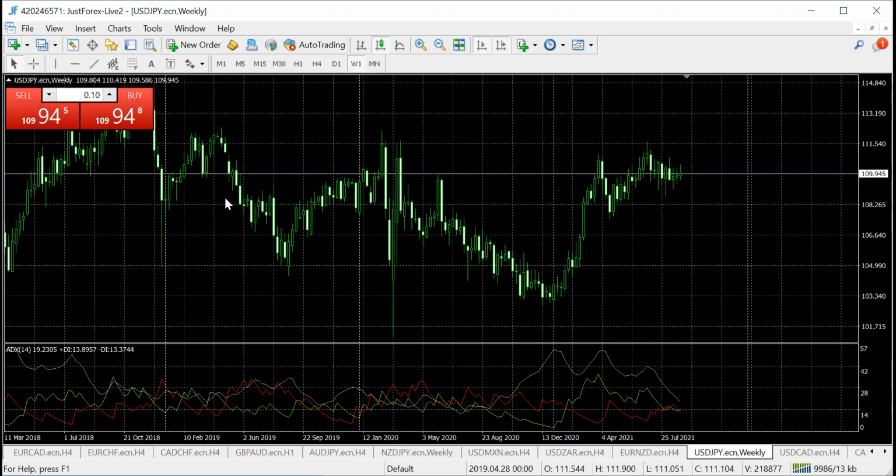From weekly, you can see we have prices consolidating on the weekly time frame for USDT. So price has not yet broken below, it has not yet gone above, so it's still consolidating.